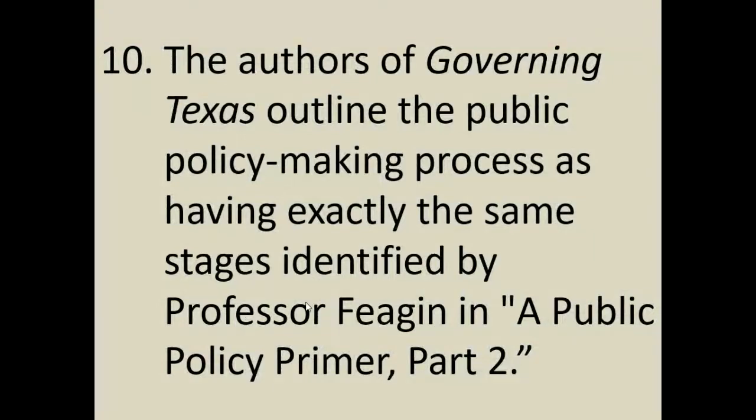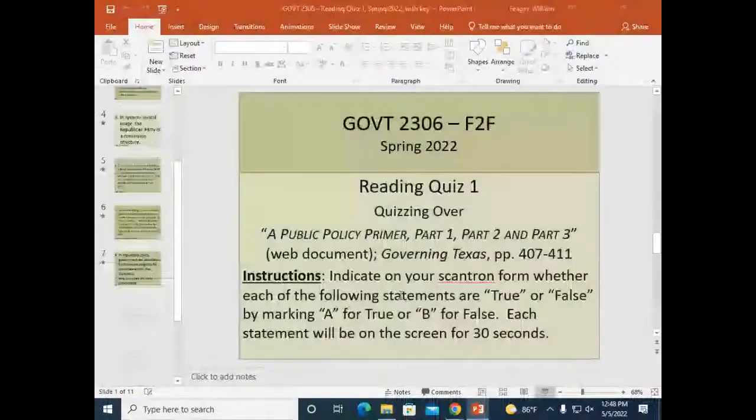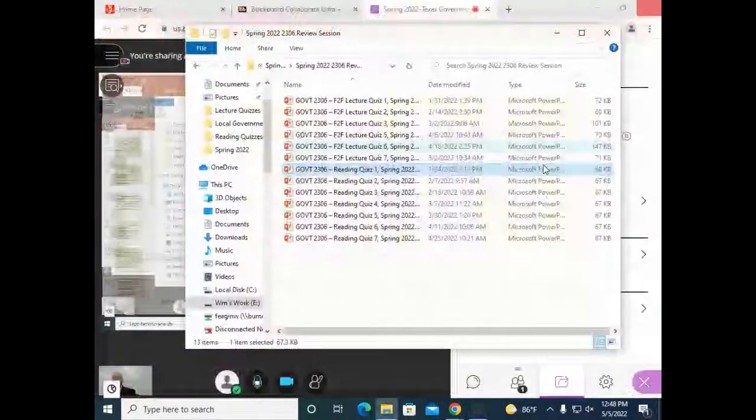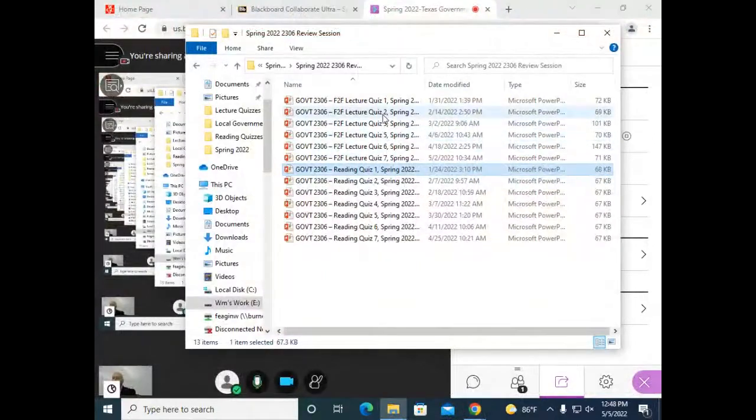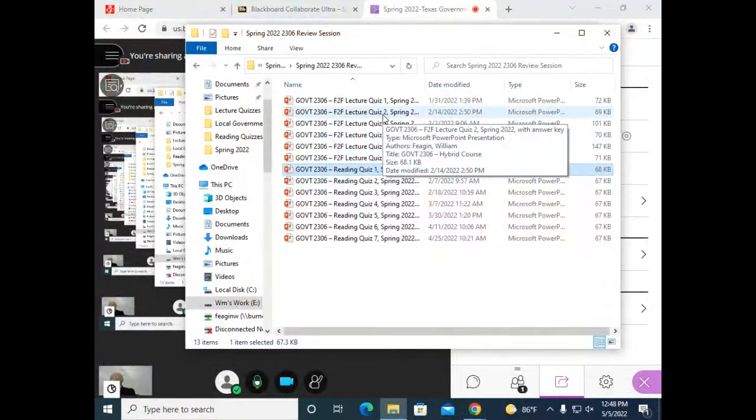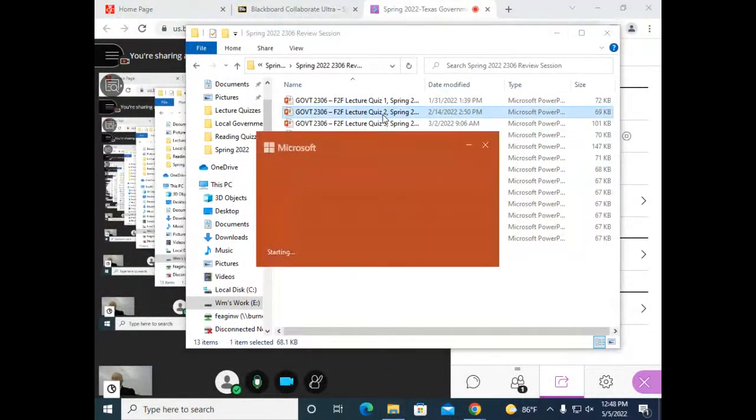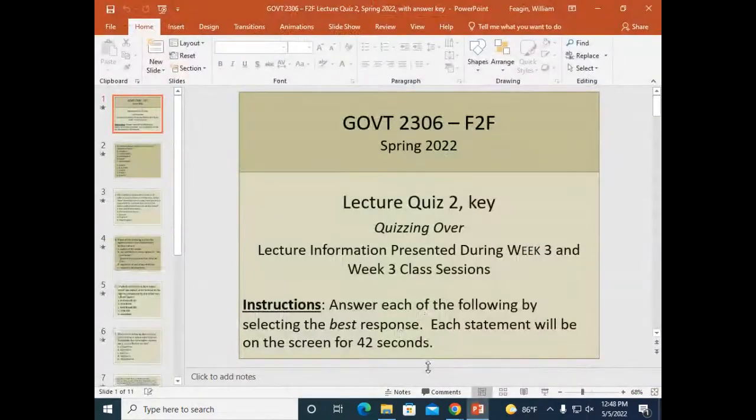All right. The authors of Governing Texas outline the public policymaking process exactly the same way that I do in the policy primer. No, that's false. They have, I think, four stages, and mine has five stages. But there's certainly overlap between the two. Okay, good. Questions about those public policy topics? All right, ready to move to lecture quiz two? See how much you remember there.